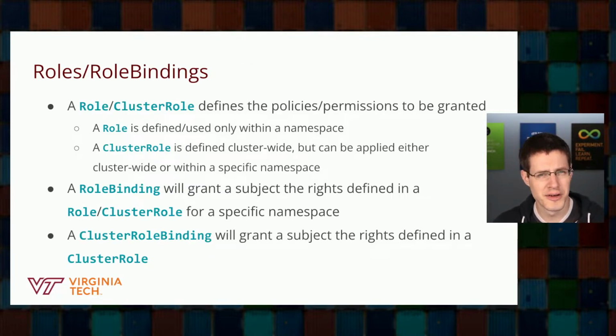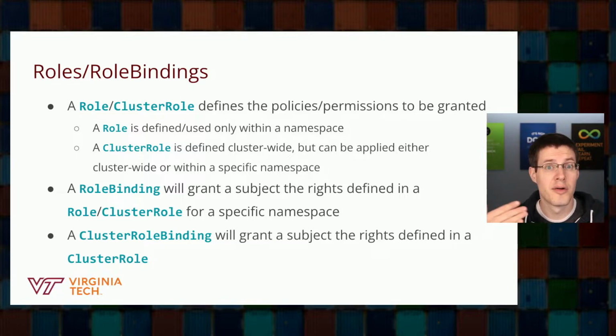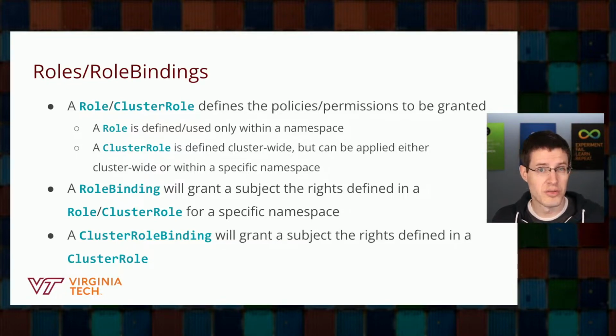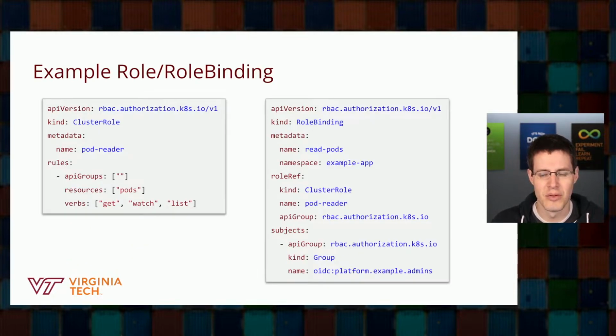As a quick reminder, we've got roles and cluster roles that define the policies or permissions that can be granted. A role is defined and applied within a specific namespace, while a cluster role is defined at the global cluster view, and can be applied either in a specific namespace or across the entire cluster. A role binding grants either a role or cluster role permissions to a subject within a namespace, while a cluster role binding will give you access to the entire cluster. So that's just a quick review, and here's a sample policy.